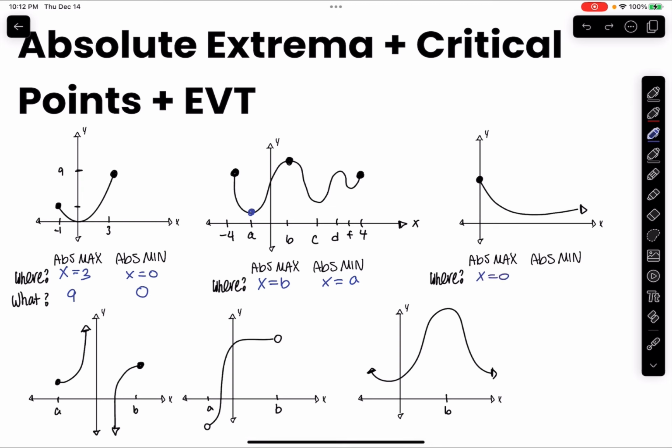But what is the absolute minimum? I ask myself, what is the lowest point on this graph? Well, I don't know, because this graph is not bounded. It keeps on going forever. And so the idea is that there is no absolute minimum.